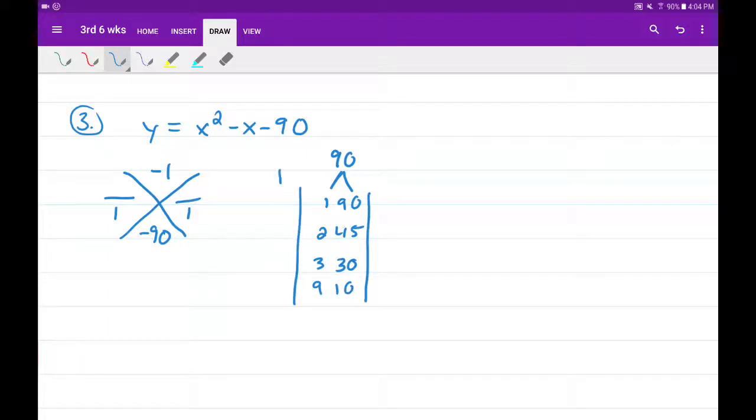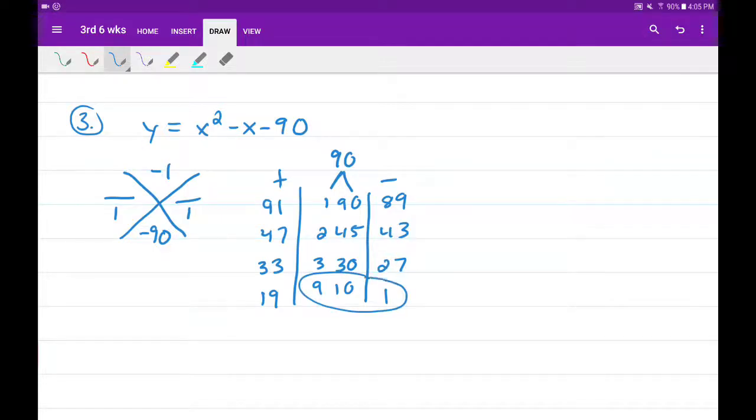Okay, so plus, minus: add 1 and 90, you get 91; subtract, you get 89. Here we get a 47. If we subtract 2, we'll get a 43. Add 3 and 30, 33. Subtract 3 from 30, we get 27. Add 9 to 10, we get 19. And then 10 minus 9, we get a 1. So, of course, we have a B value that's a 1. We're going to choose that.